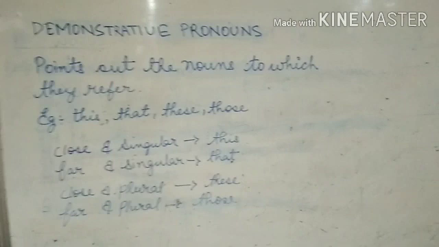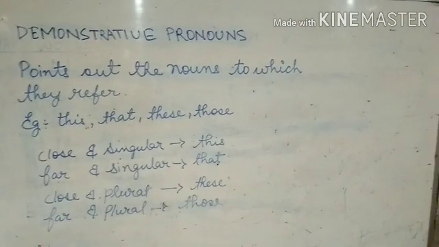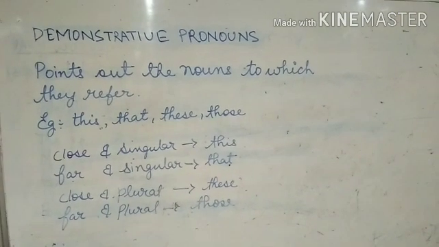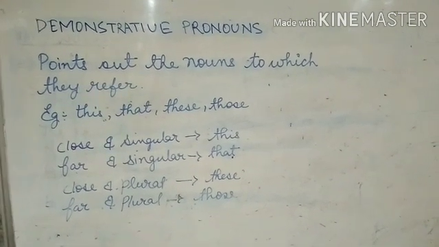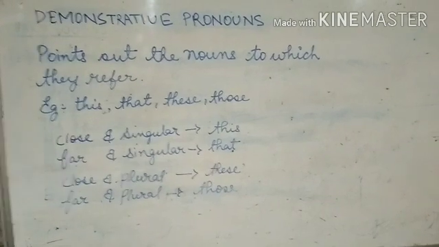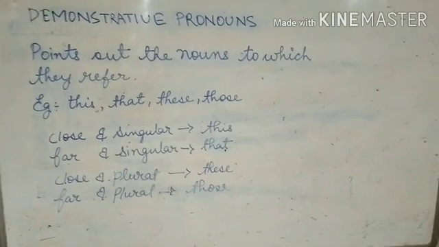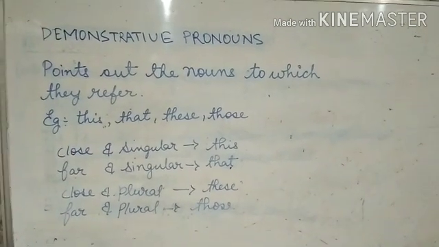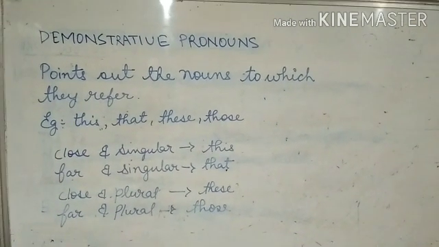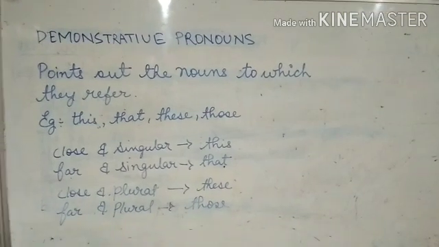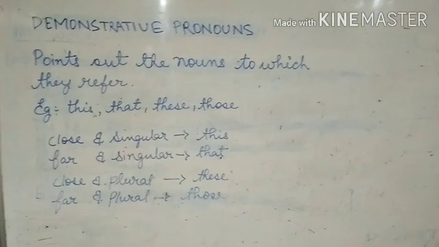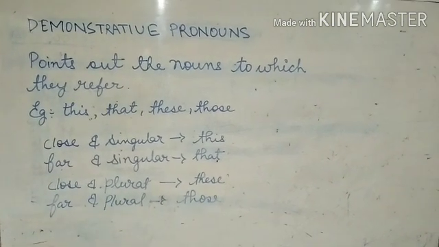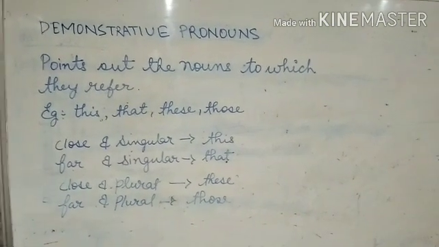There are four types of demonstrative pronouns: this, that, these and those. Where will we put this, that, these, those? If it is close, if it is near to you, what will you say? This is my house. And it should be singular also, children. If it is near to you and singular in number, we use this.